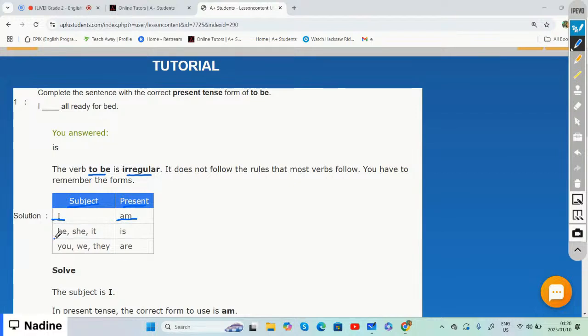If we make mention of he as a subject, then it's he is, or she is, or it is. It's one person. This is one person is. One person is. That's in the present tense form.